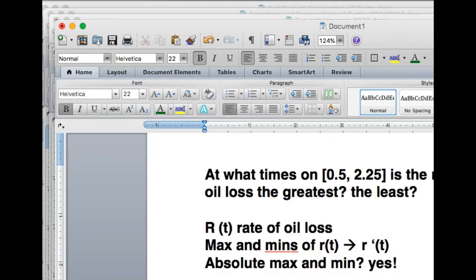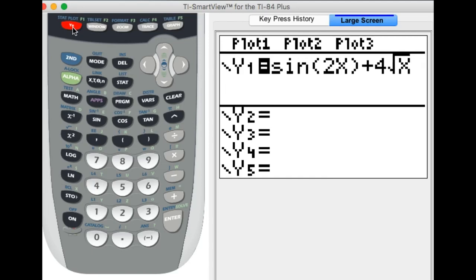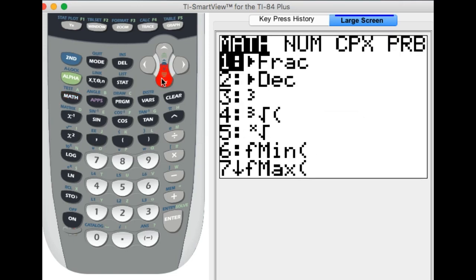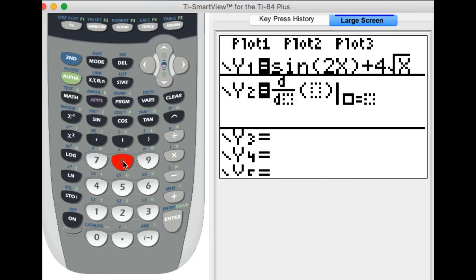Now I need to see if there are any critical numbers. The best way to find critical numbers right now is to graph the derivative. If I graph the derivative and I find the zeros, I'll find the critical numbers. So I am going to use a little bit of a shortcut here. Instead of calculating this derivative, I can actually use the derivative that's built into the calculator. And to find that, I use math, and then option 8, the nderiv, or just derivative. So I hit math 8, and then I fill in my variables.